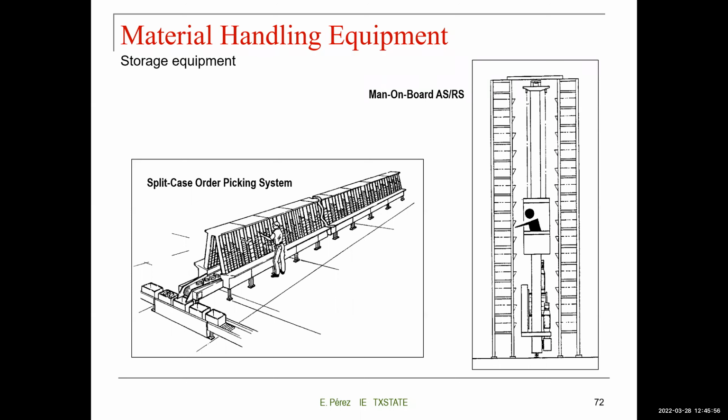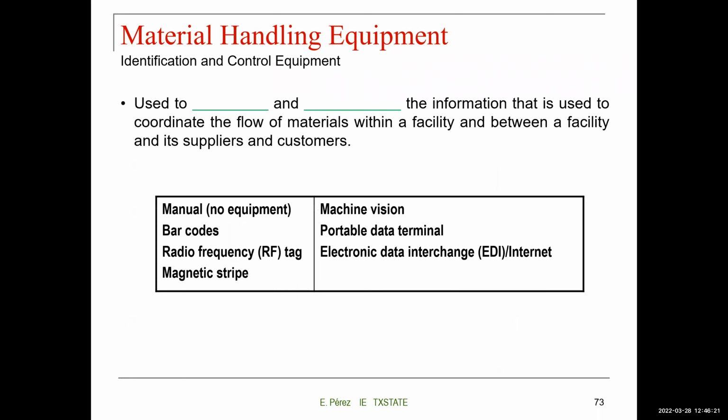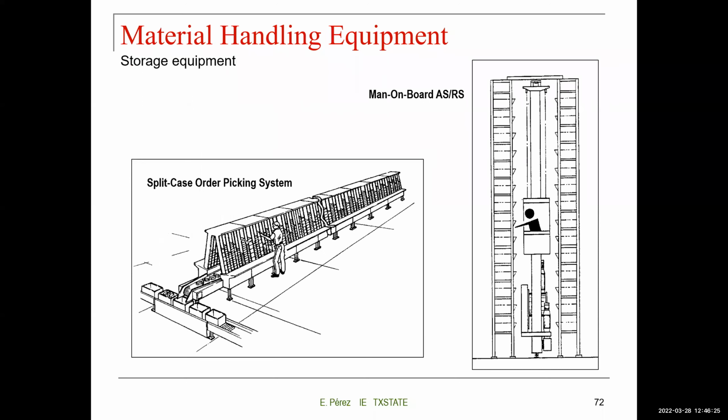Other configurations, the split case order picking system and the man-on-board ASRS. Again, this is the same idea. Now, instead of having the robot bringing things to you, you have a staff member or an operator moving up and down, back and forth, so they get to the position where the items are, and they will grab them from the cart.